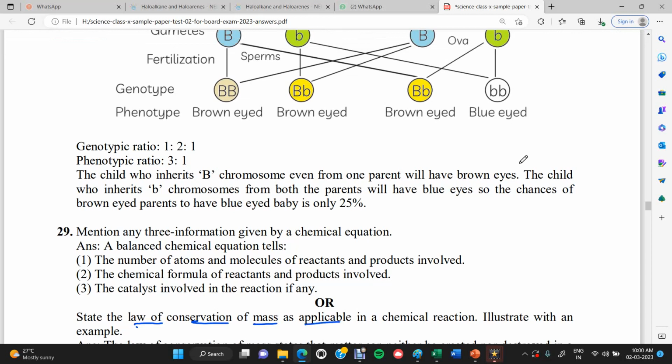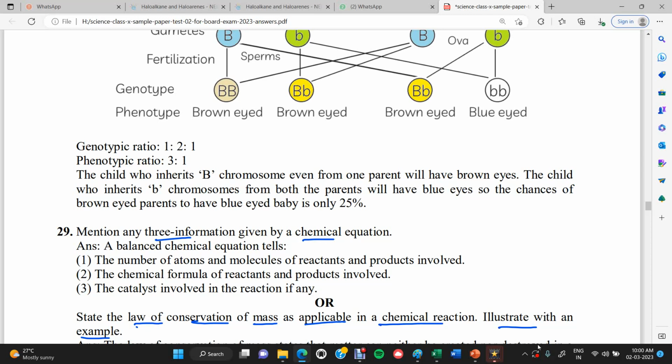As applicable in a chemical reaction, illustrate with an example. So, law of conservation of mass, what is it? Yeah, mass can neither be created nor be destroyed. So let us go for this. Mention any three pieces of information given by a chemical equation. Let us write a chemical equation so that we can understand easily.